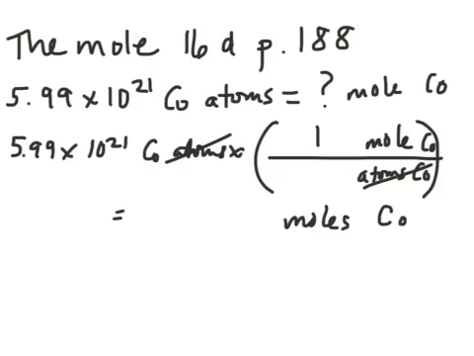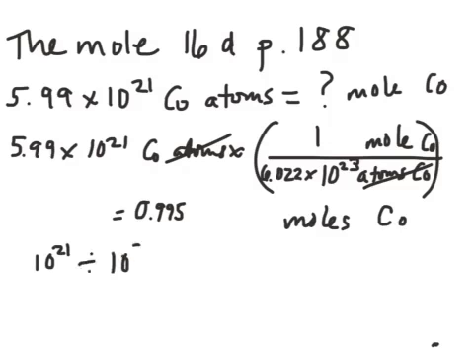Remember, a mole of anything is 6.022 times 10 to the 23rd power. So when I do 5.99 divided by 6.022, I get 0.995. But I got 10 to the 21st divided by 10 to the 23rd, right? This and this. And that equals 10 to the negative second. Right? Because I subtract my exponents.